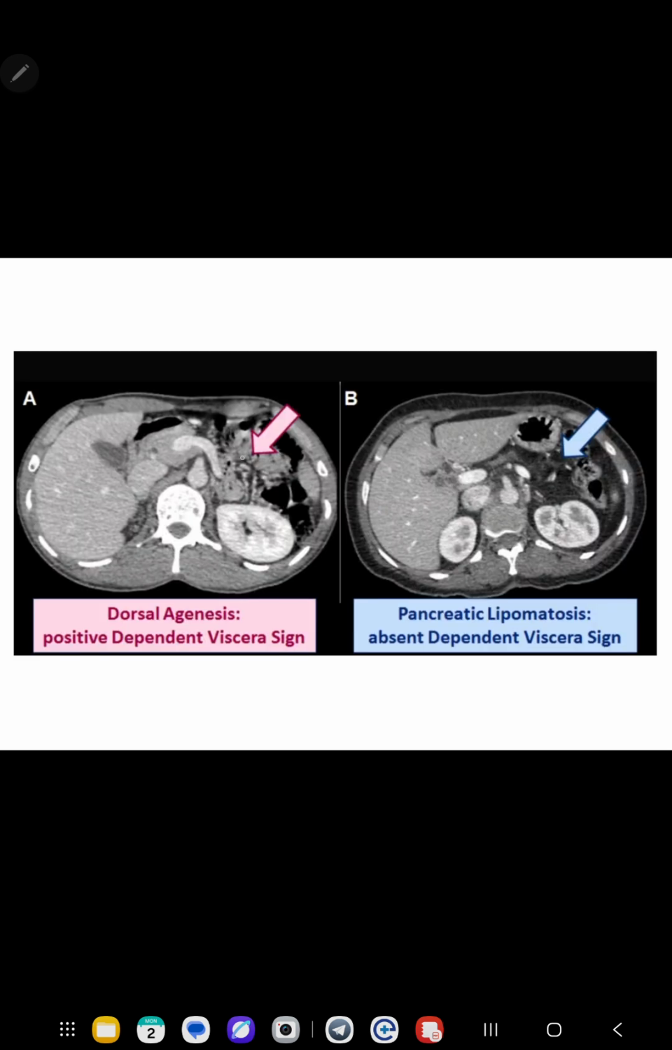So in this image, we can see there is no body and tail. We could not see the body and tail in this first image, and we can see the bowel is abutting the splenic vein. So it is dorsal agenesis, that is, a positive dependent viscera sign. But in the second image, we could not see the body and tail, but the bowel is not abutting. So that is pancreatic lipomatosis, with an absent dependent viscera sign.